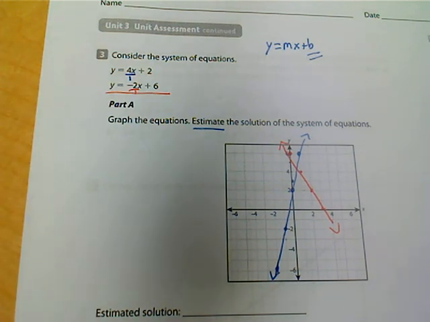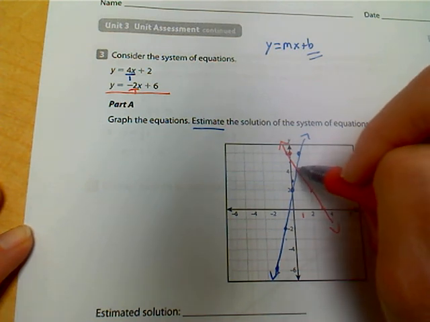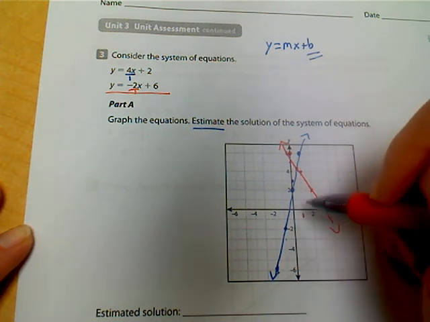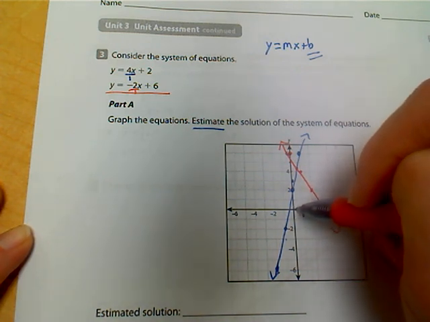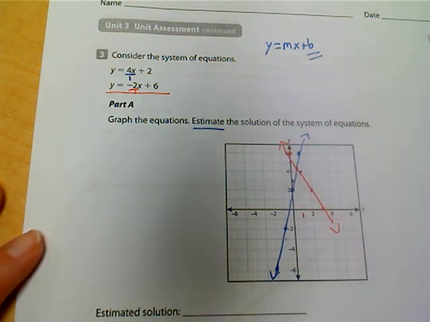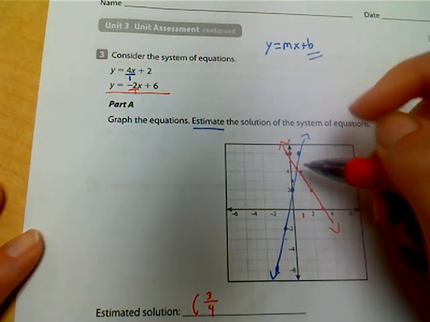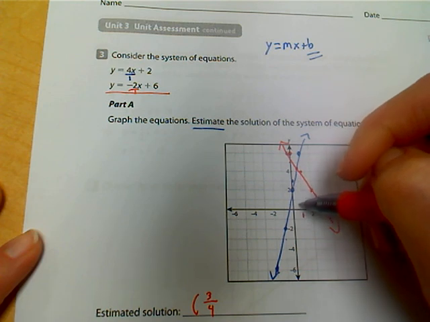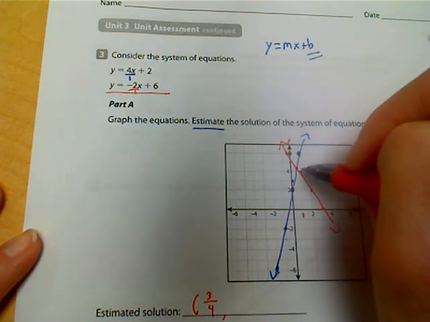So I'm going to have to estimate. So when it says an estimated solution, I know this is 1, but here where they're crossing is somewhere between 0 and 1, and it looks a little closer to 1 than 0. It's past half, so if I had to take a guess, I would say my x would be 3/4. X would be 3/4 right there. It's just an estimate.